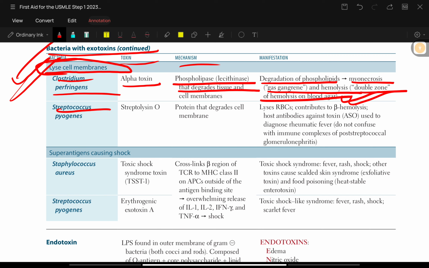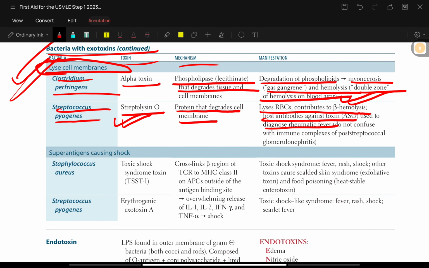Now Streptococcus pyogenes. The toxin produced is streptolysin O, a protein that degrades cell membranes. It lyses RBCs and contributes to beta hemolysis. Host antibody against the toxin, ASO, is used to diagnose rheumatic fever. Do not confuse with immune complexes of post-streptococcal glomerulonephritis.